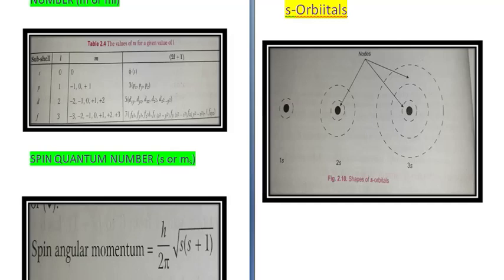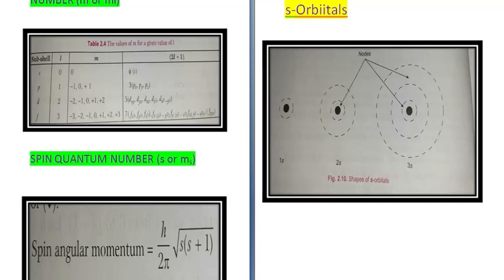These values of s are also represented by an arrow. For plus half it is an arrow facing upwards, and for minus half it is a downward arrow. And spin angular momentum is given by the formula h upon 2 pi under root s into s plus 1. Its value does not depend on n, l or m. Its value depends only on s. Alright, so these are the 4 quantum numbers.